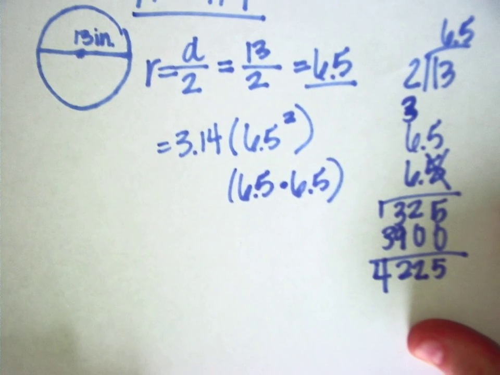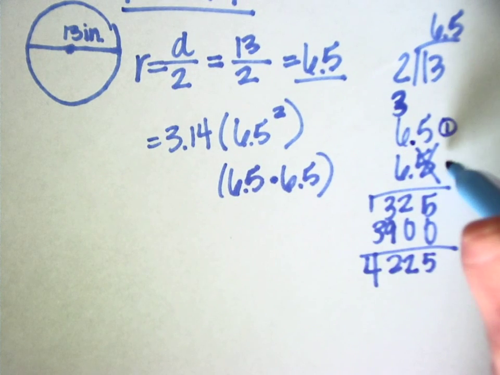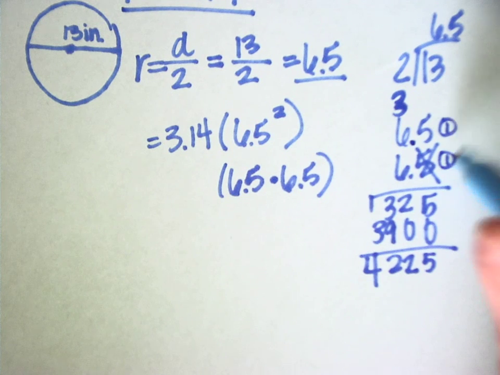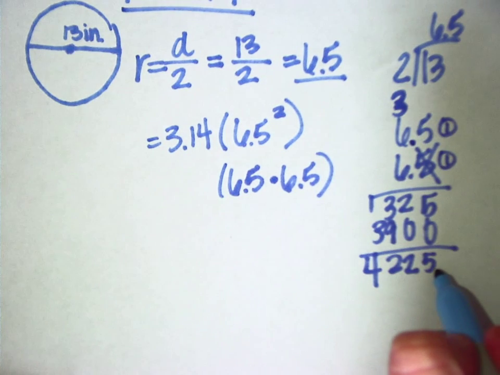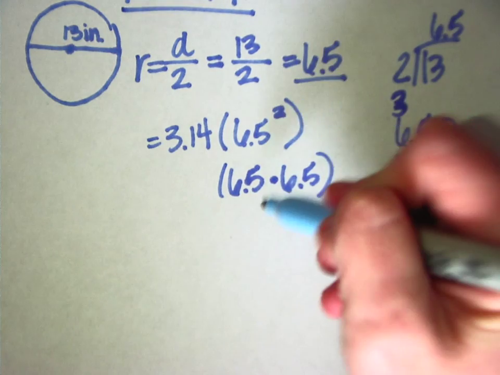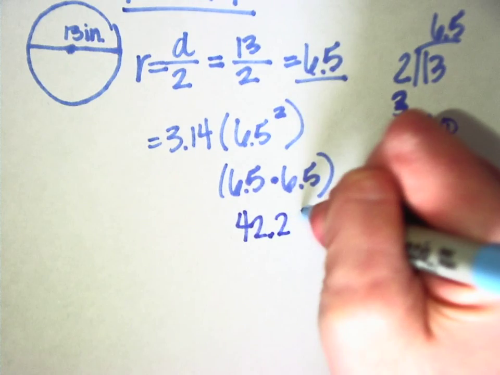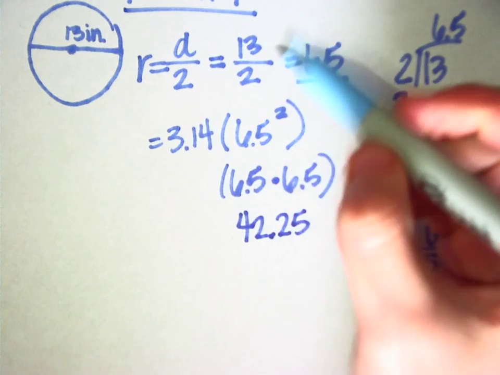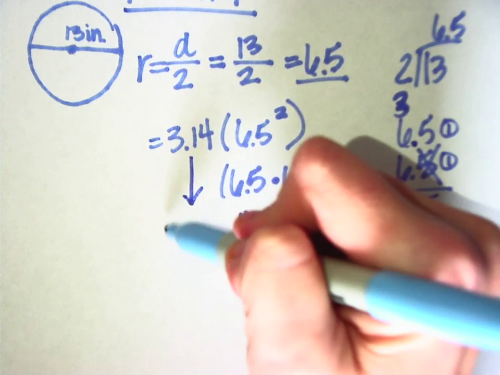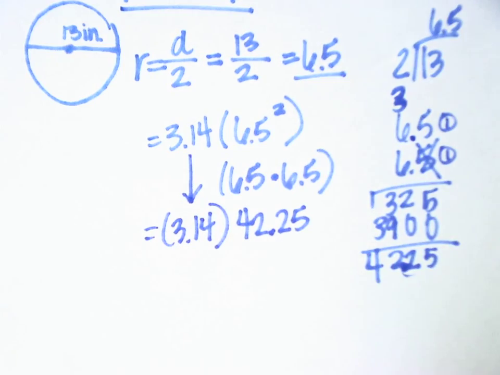Whoops, excuse me. Now remember, we want to go up here and count how many spaces are behind our decimal. This is 1 and 2. So we're going to start from the end and move it over twice. 1, 2. So 6.5 times 6.5 is 42.25. But do not forget to bring this down. We still have to multiply everything times pi. Okay?